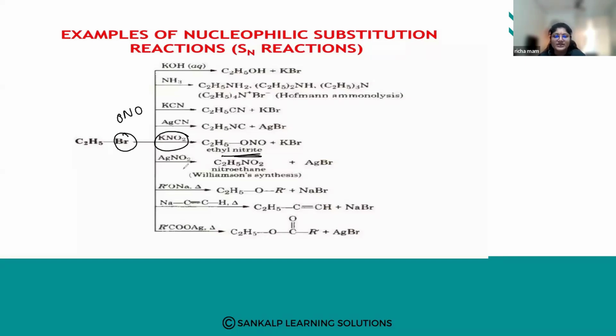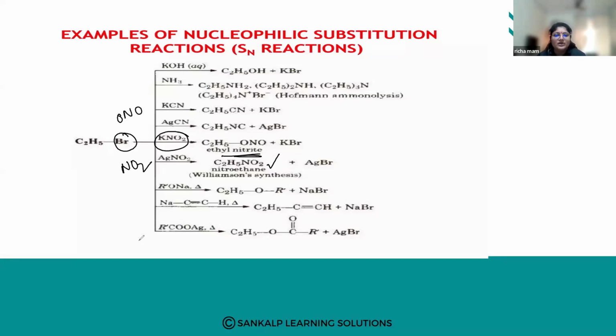Then silver nitrite. The nucleophile is NO2, so Br will be replaced by NO2. I'm going to get nitroethane as the nucleophilic substituted product.